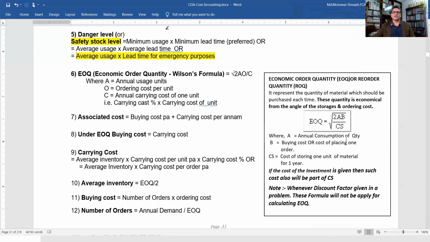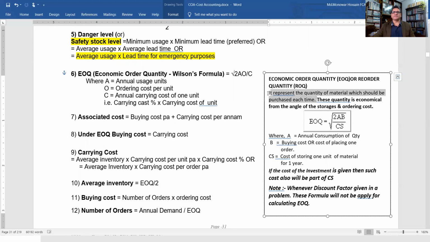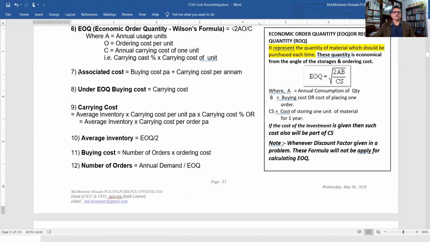Here, look, economic order quantity represents the quantity of material which should be purchased each time. The formula is that. So associated cost means buying cost per annum plus carrying cost per annum. Under EOQ, buying cost equals carrying cost.